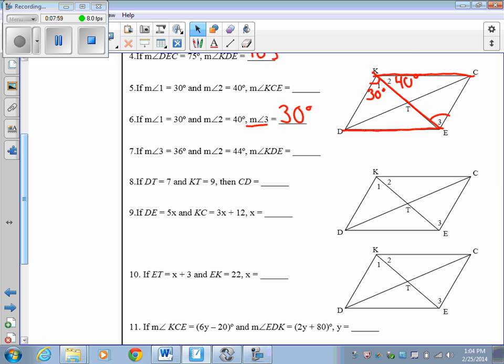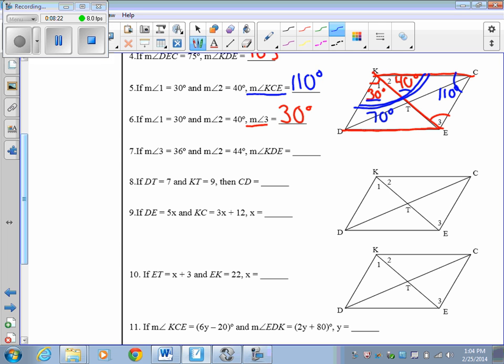If I go to number 5 now, sorry to move out of order. If I want to find KCE, I need to know that 30 and 40, which this whole angle here is going to be 70, has to be supplementary with KCE. So that means it has to be 110 degrees.